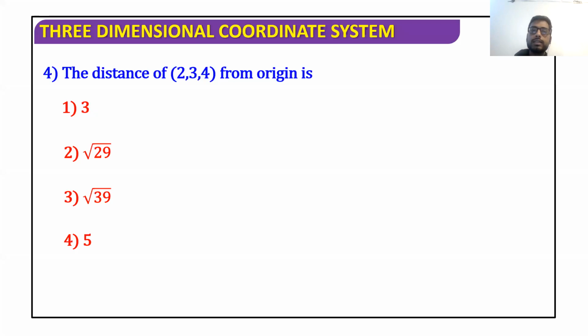I have to find the distance of point 2, 3, 4 from the origin. The distance from origin formula is under root of x square plus y square plus z square. So under root of 2 square plus 3 square plus 4 square. 2 square is 4, 3 square is 9, 4 square is 16. So how much is that? 16 plus 4 is 20, and 9, 29. So the answer is under root 29.